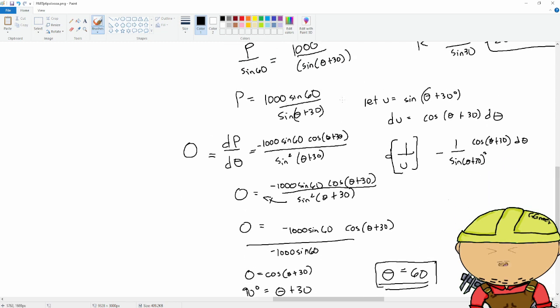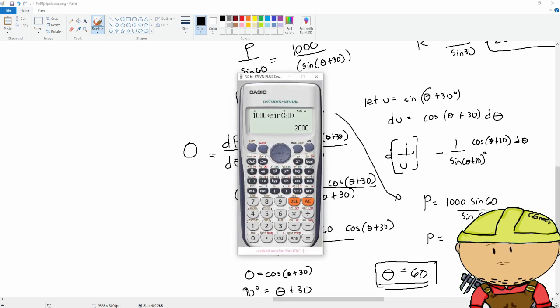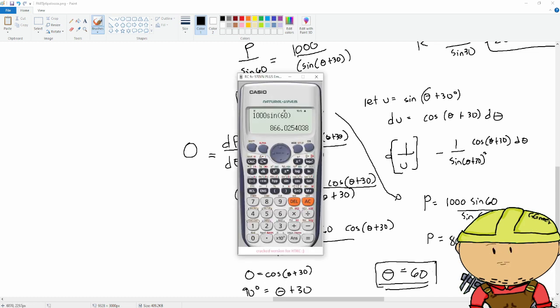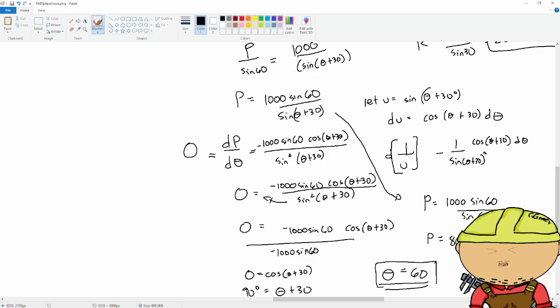P is equal to 1,000 sine 60 over sine of 60 plus 30. So what's that? Sine 90 is 1. If you want to be fast with your problem solving, just do it fast. P is 866.0254 pounds. Okay, that's the value of P.